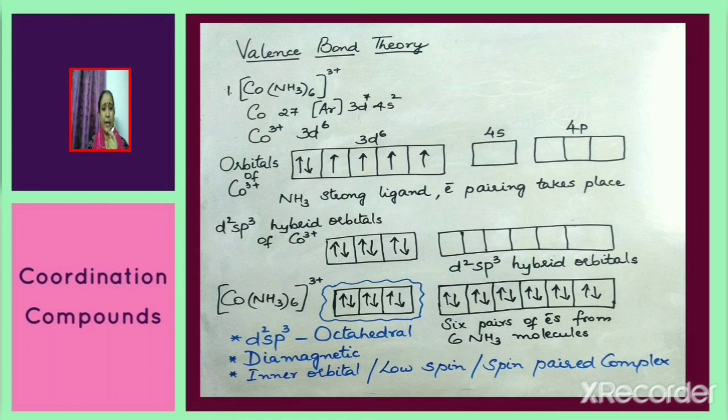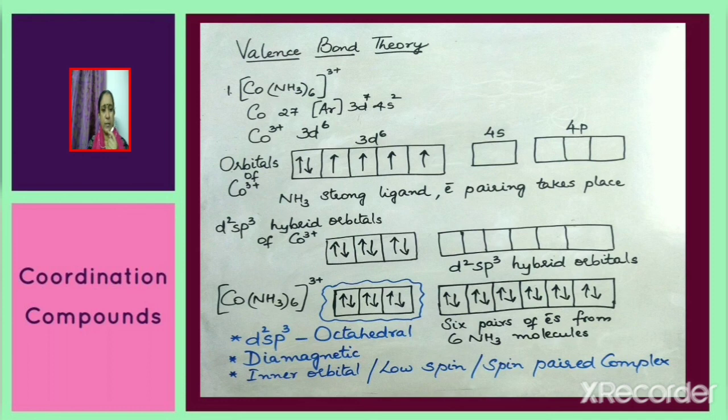So those 2 empty 3d orbitals along with 1 4s and 3 4p orbitals will mix together to give 6 d2sp3 hybrid orbitals. Therefore, Co3+ is in a d2sp3 hybridized state. 6 d2sp3 hybrid orbitals will now be available with Co3+, the central metal ion. Now consider the complex ion [Co(NH3)6]3+.